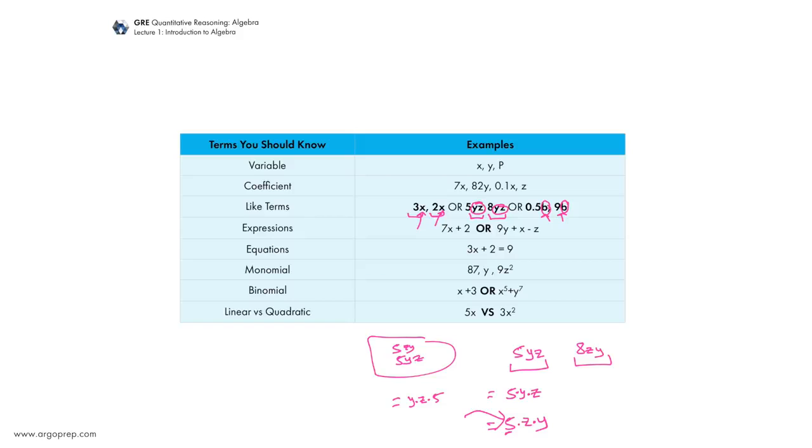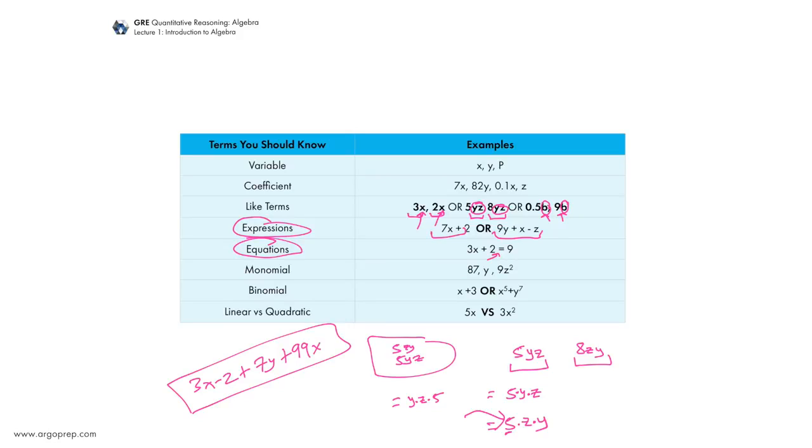So that's very important. How about expressions? Now, the difference between an expression and an equation is simply that expressions do not have equal signs. Easy as that. Simple as that. Expressions can be 7x plus 2, 9y plus x minus z, 3x minus 2 plus 7y plus 99x. It doesn't really matter. These are expressions. Equations are whenever you have an equal sign, so you can go ahead and actually solve for the variable that you're given.